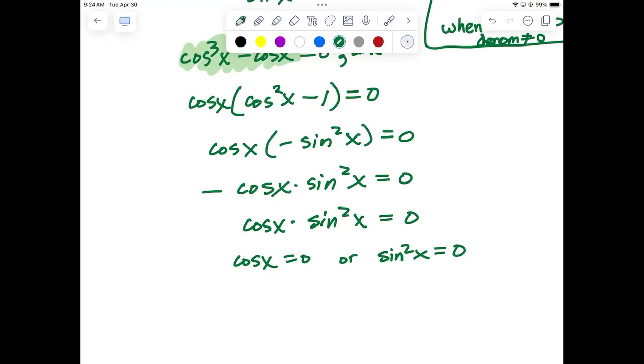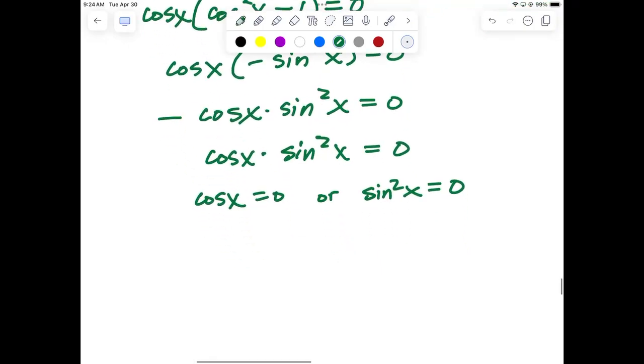All right, so now it's unit circle time on the first one. Where between 0 and 2 pi is cosine equal to 0? No, cosine of pi is negative 1. 2 pi? Cosine of 2 pi is positive 1. Pi halves, and 3 pi halves. Yeah.